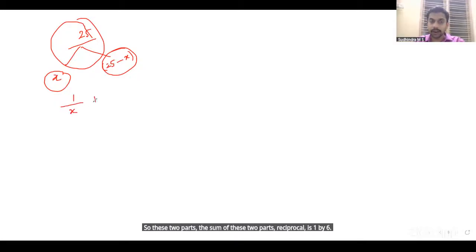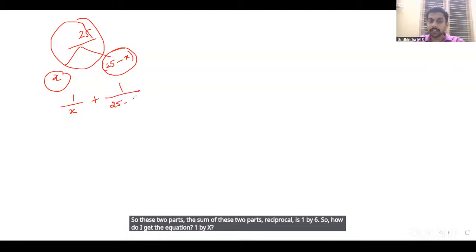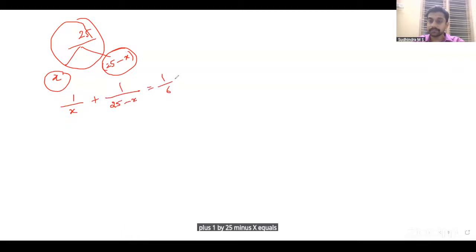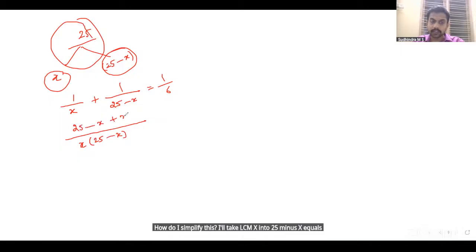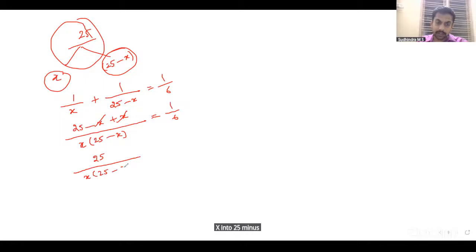So how do I get the equation? 1 by x plus 1 by 25 minus x equals 1 by 6. How do I simplify this? I'll take LCM. 25 minus x plus x over x into 25 minus x equals 1 by 6. x and minus x get cancelled. 25 divided by x into 25 minus x is equal to 1 by 6. Cross multiply. x into 25 minus x is equal to 25 into 6.